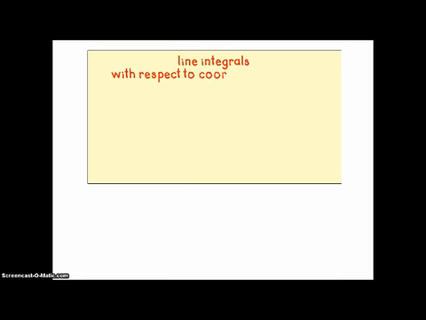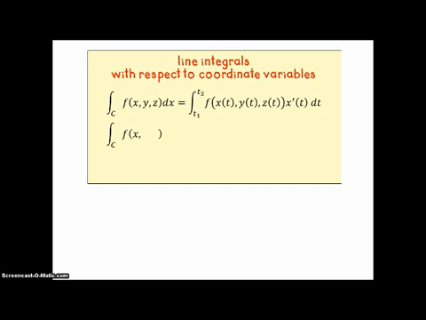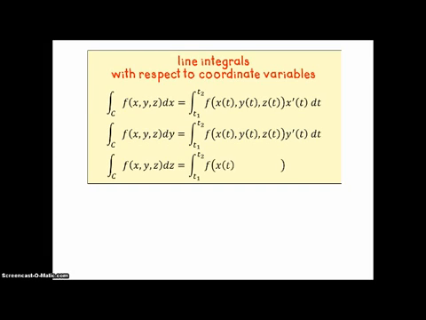Line integrals with respect to coordinate variables. You have 3 of those in 3D. And the difference is that we integrate along the x-axis, or we integrate along the y-axis, or we integrate along the z-axis. And so we're looking at the changes along the x, y, and z-axis, but since we're parameterized, the change along the x-axis is the derivative of x times dt. And so that's why you have that extra x prime, y prime, and z prime rather than the square root, which is the change along the length of the curve.